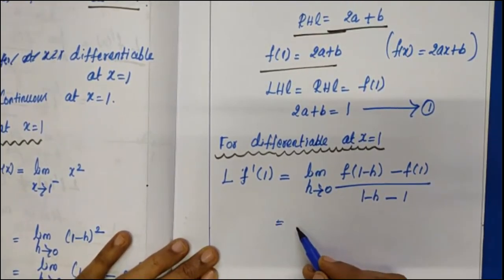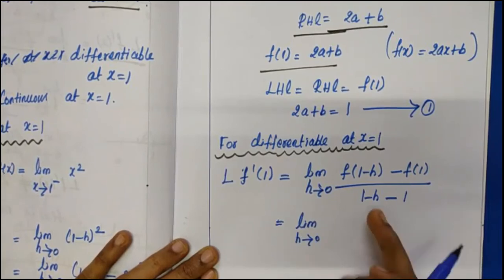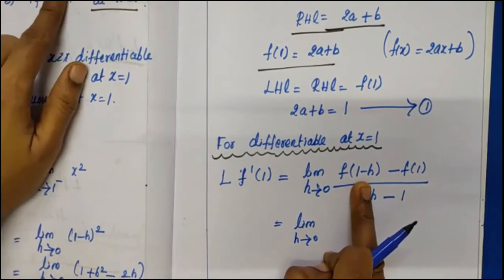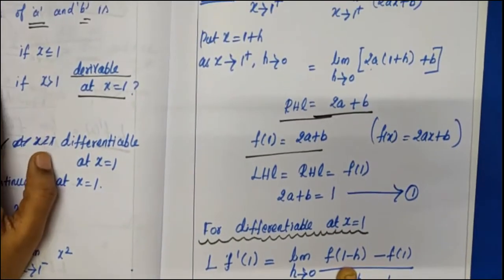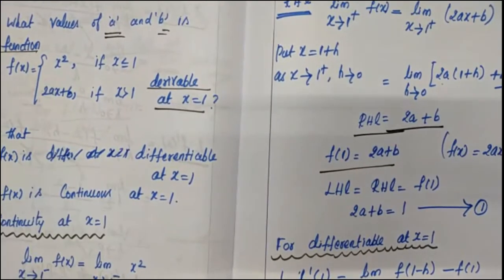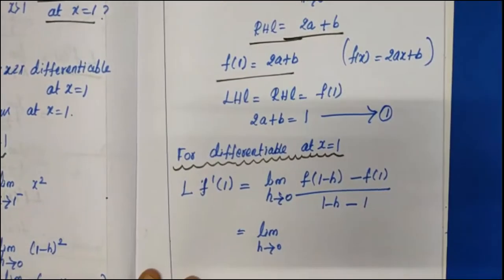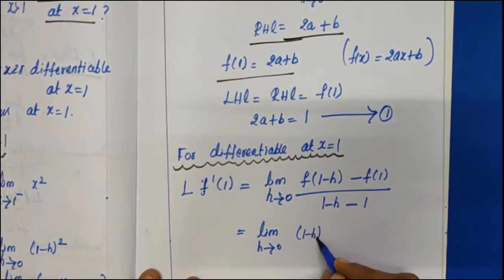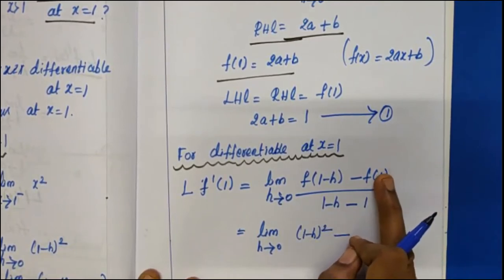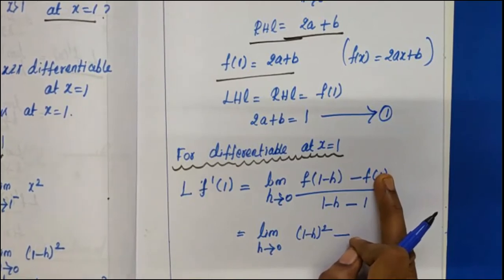This is equal to limit h tends to 0. 1 minus h means it is less than 1. Now for less than 1, the function is x square. The function is x square. Now in place of x, 1 minus h the whole square minus equal to 1.